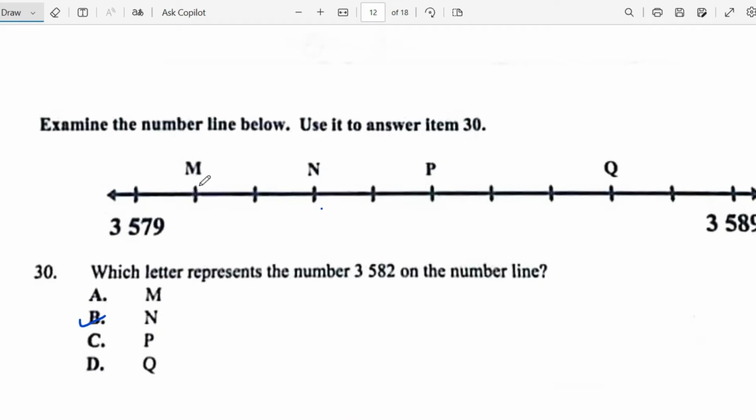3,579, 78, 3,579, 80, 81, 3,581, 3,582. So it looks like this, but let's just check. 3,583, 3,584. I'm just going to continue saying 85, 86, 87, 88, and 89. Going to leave the 3,500 off. It's causing a mishap. So the correct answer is N.